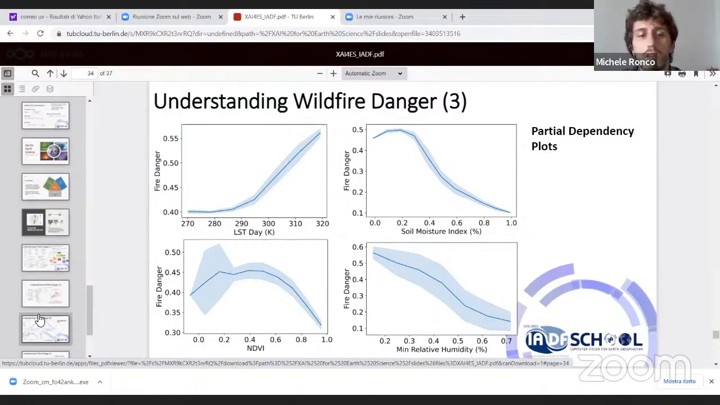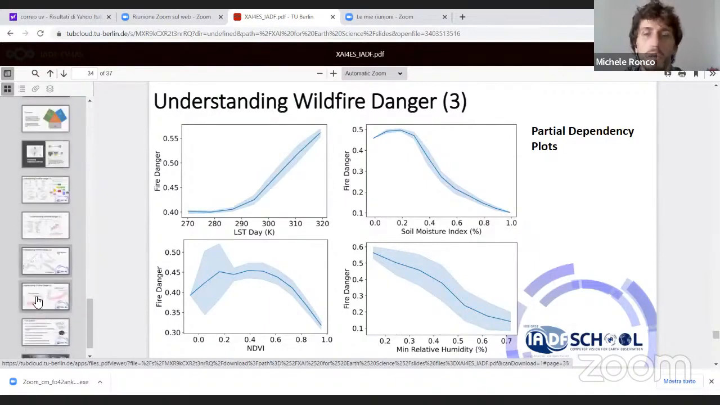The NDVI is interesting as well because it has this kind of bell-shaped curve, where medium to low NDVI values correspond to higher danger, while both very low and very high values decrease the danger of fires, which also makes sense from a physical point of view, if you want. And relative humidity follows a similar trend as soil moisture.